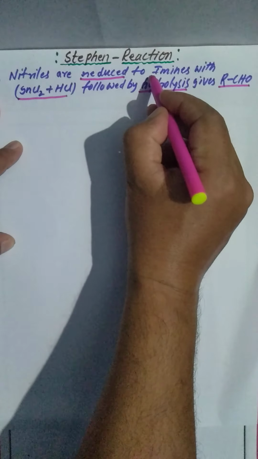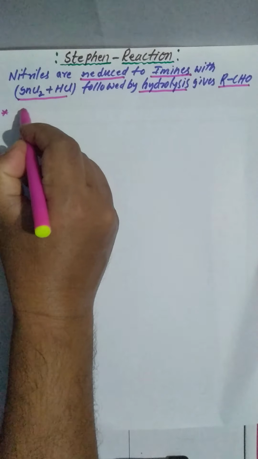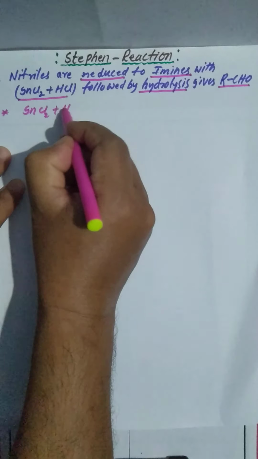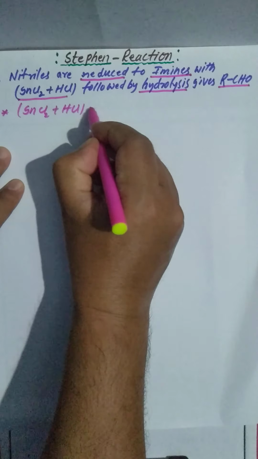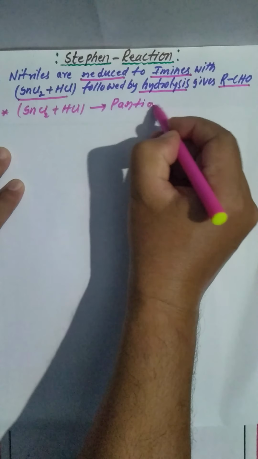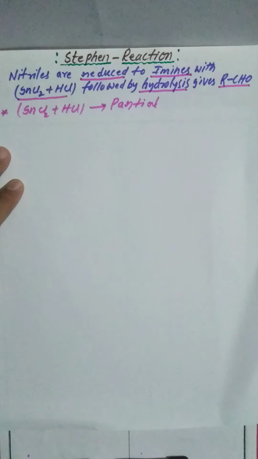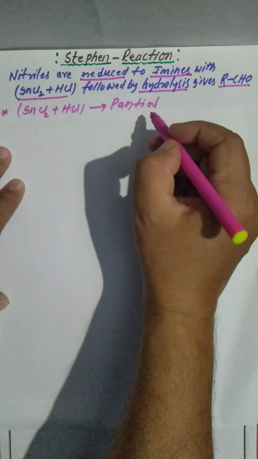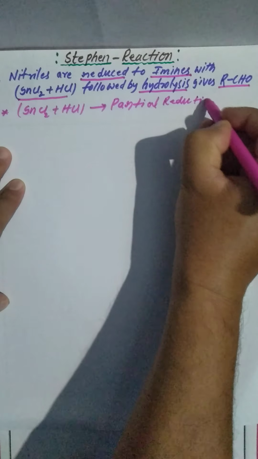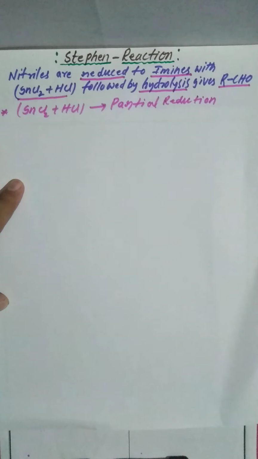When we reduce, first we are getting intermediate imine. Directly aldehydes we are not getting here. Now, stannous chloride with HCl, reduction is always partial reduction. It is not complete reduction. Partial reduction only takes place.